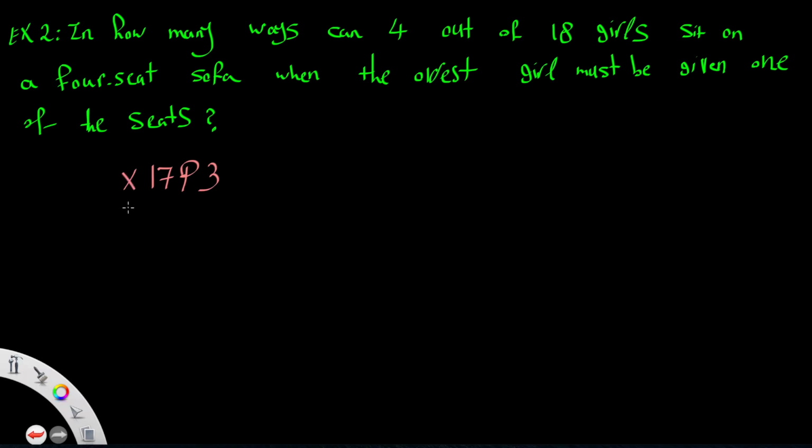But the question doesn't mention that a specific seat is going to be taken by the oldest girl. So this girl can choose one of these 4 seats. So she has 4 options to choose. So it is the number of seats that the oldest girl can choose, and 17P3 is the number of permutations for which 3 girls are chosen from 17 girls. So the answer will be 16,320.